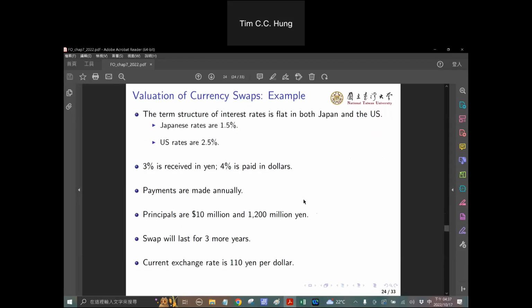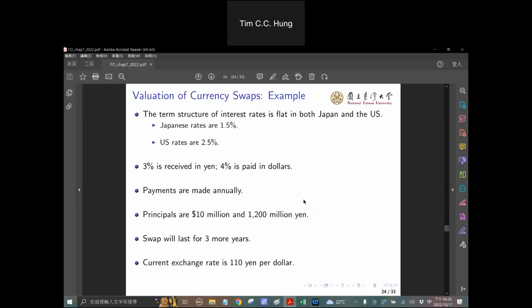Let's continue to learn about valuation, about currency swaps. In both Japan and the US, we just assume a flat yield curve. Basically, it means that whenever you want to discount Japanese yen, no matter for what horizons, you have to discount it using 1.5%. And for US dollars, you have to discount it using 2.5%.